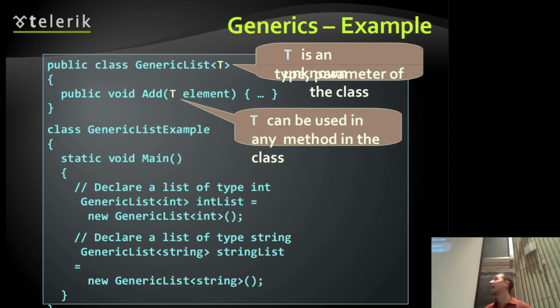So when I say add key element, when I create this generic list, every place I see T, it's going to be int. When I say generic list string, any place I see T up top, it's going to say string. So when you create a string list, if you say string list.add, it will expect a string. If you say int list.add, it will expect an int.